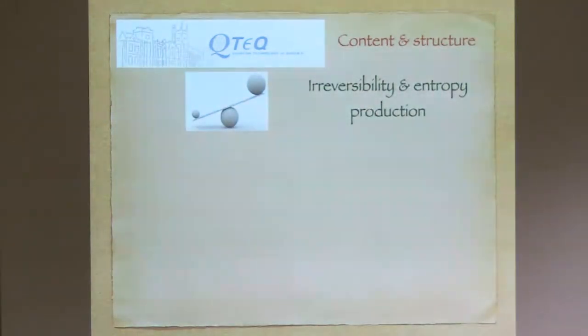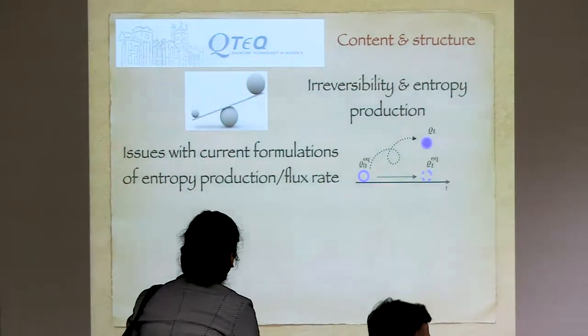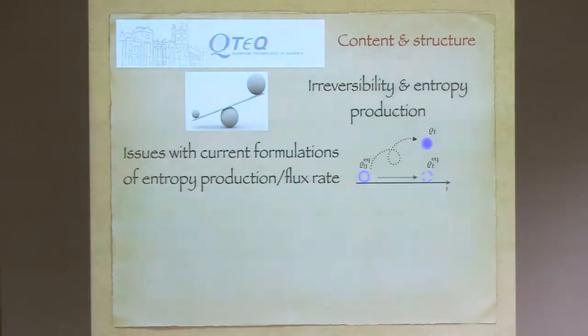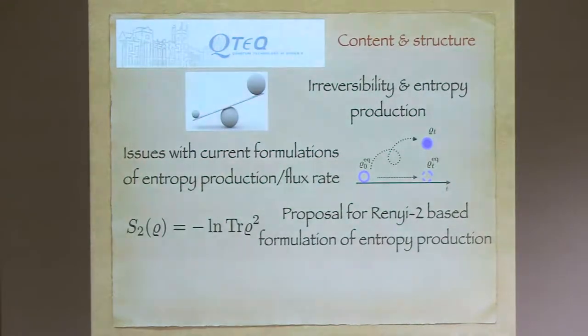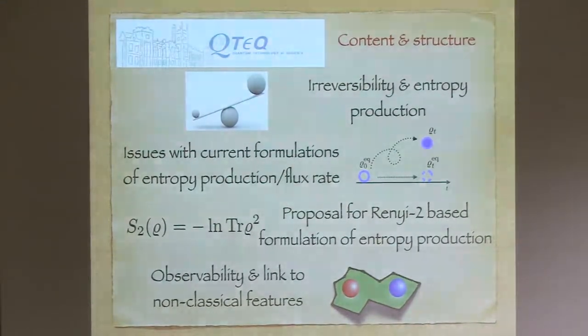So now, what will be the subject of this presentation? Again, I'm going to be interested in irreversibility and in particular in entropy production, but in a context that is slightly different from that of the previous presentation, of Stefan's presentation, because I'm mostly focusing on open systems rather than closed ones. So I'll try and illustrate my take of the issues with the current formulations of irreversibility for open system dynamics, and I'll put forward a proposal for solving some of them based on an information theoretic approach to irreversibility. And finally, we will touch, depending on how much I talk and how much I manage to irritate the chair, on issues of irreversibility and the link to non-classical features in the dynamics that we are going to address.